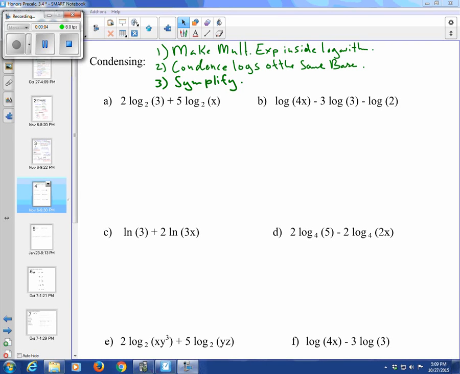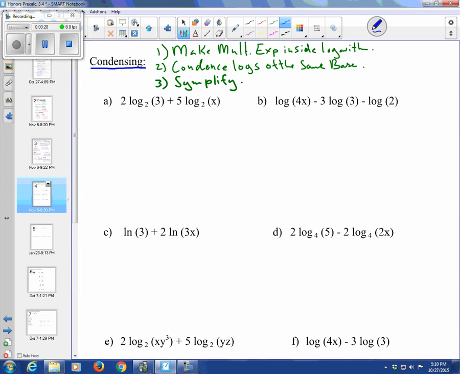Alright guys, so this is going to be video 2. In the first video, we looked at expanding logarithmic expressions to the addition and subtraction of multiple logarithms of the same base. And now what we're going to look at is condensing the addition and subtraction of logarithms of the same base into one logarithm.